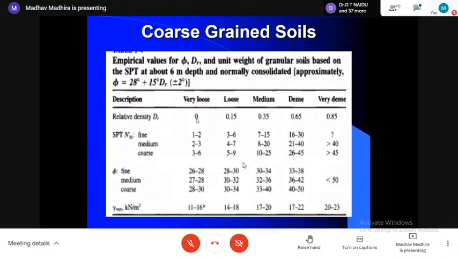And again, you get an idea in terms of the angle of shearing resistance. Again, you can see that if I have medium dense to dense soil, the angle of shear resistance is 35 to 40, 45, and you have no problem at all.